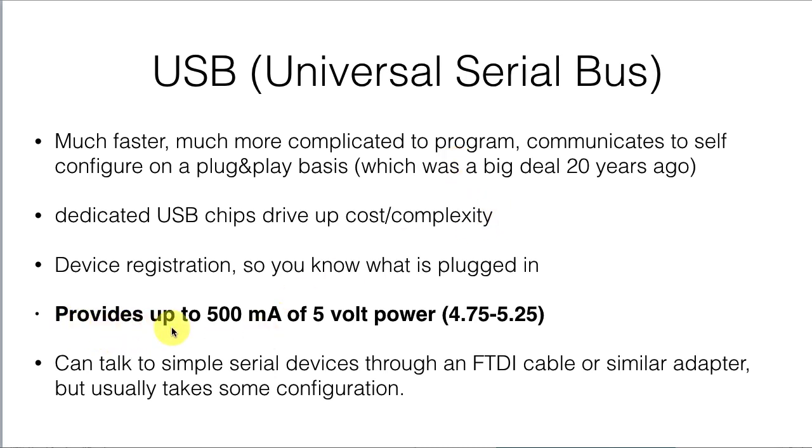One of the cool things about a USB port is it provides, under the specification, up to 500 milliamps of 5-volt power. So you can run your devices off of your serial plug. That 5-volt power isn't guaranteed to be 5 volts exactly, though. It could range over plus or minus a quarter volt. And there are some devices, including FTDI cables or similar adapters, that can talk to simple serial devices. So you can use your USB on your computer to talk to the simple serial on an Arduino with a proper cable.